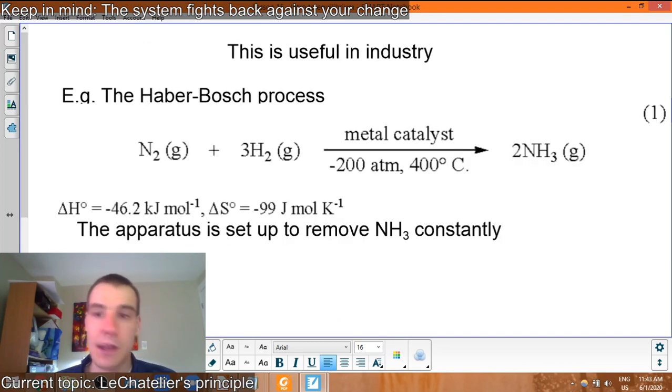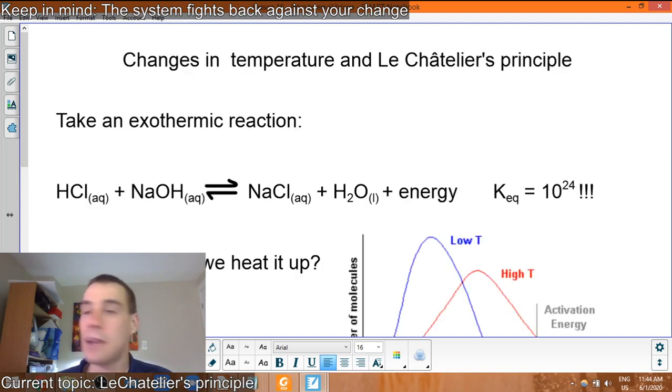learning. It's actually very useful in industry. So for example, we're going back to the Haber-Bosch process. When they're making this stuff, they want to make the ammonia to use it to make fertilizer. They constantly remove the NH3. As they remove the NH3, the equilibrium wants to shift to make more NH3. And because they're constantly removing it, the reverse reaction never compensates. So you're just making more and more ammonia, more and more NH3. That's Le Chatelier's principle.